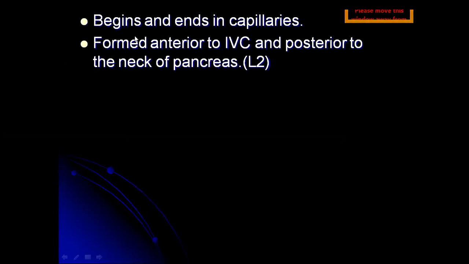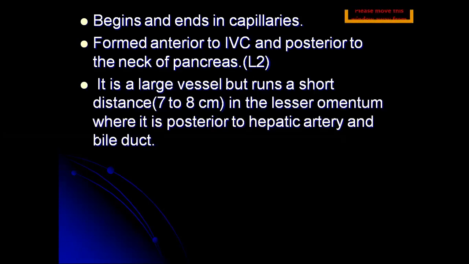So we know it begins as a set of capillaries in the GIT, ending in a set of capillaries in the liver. It is formed anterior to the inferior vena cava, posterior to the neck of the pancreas at the level of the second lumbar vertebra. It is a large vessel but runs a short distance, only 7 to 8 centimeters, in the lesser omentum, where it is posterior to the hepatic artery and bile duct. I mean these are the VAD structures: vein, portal vein, hepatic artery and bile duct.